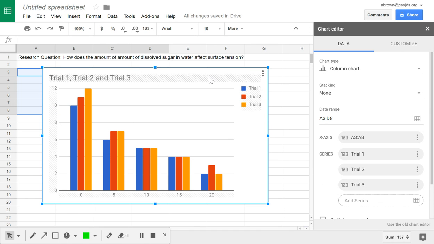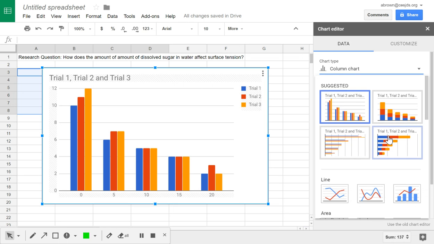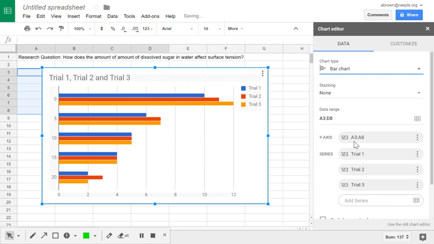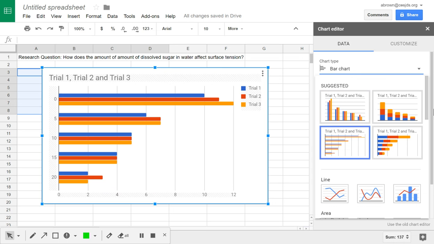Okay, and it actually already popped up with a column chart, which is what I want. But if you didn't want a column chart, you could come over here to the right where it says chart type, and it drops down to lots of different chart types. Like, let's say you wanted it to be this way instead. I personally don't like how that looks, but maybe you do.